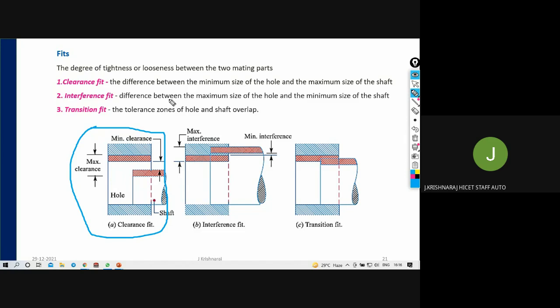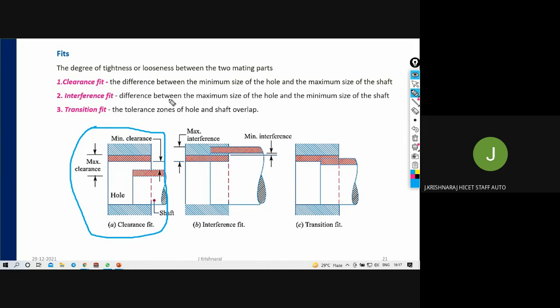The example is pen and cap. You can insert the cap on the pen, and it will have some considerable clearance between them. You can insert a paper inside of that, that much clearance it will have, right? So that is a clearance fit. It will slide and oscillate longitudinally also. Technically, we can say it is the difference between the minimum size of the hole and the maximum size of the shaft, which gives the maximum clearance. So don't be confused, just keep in mind, pen and cap is the clearance fit.